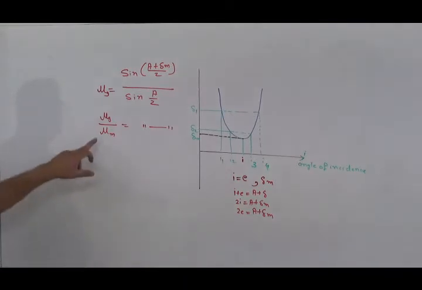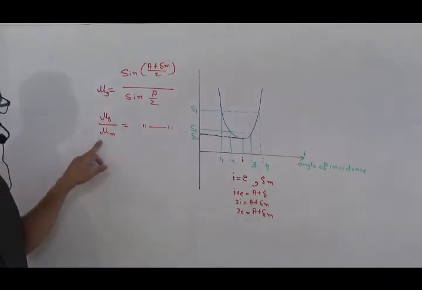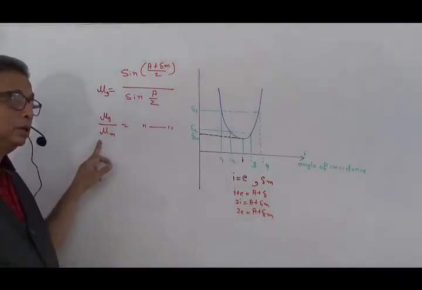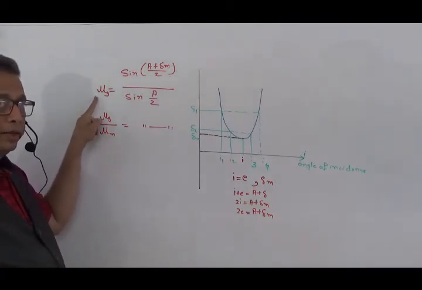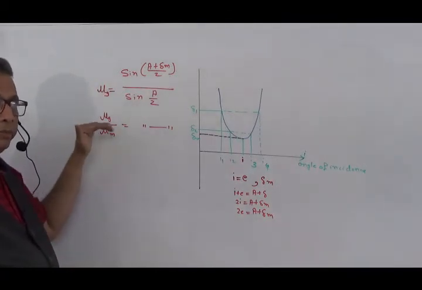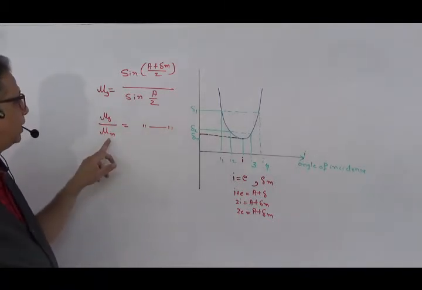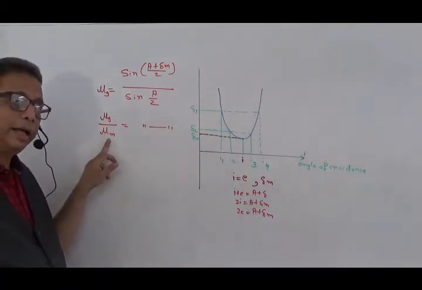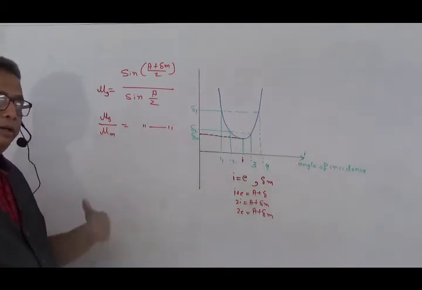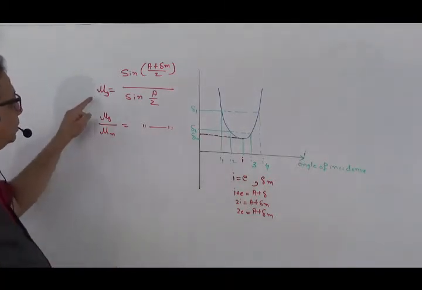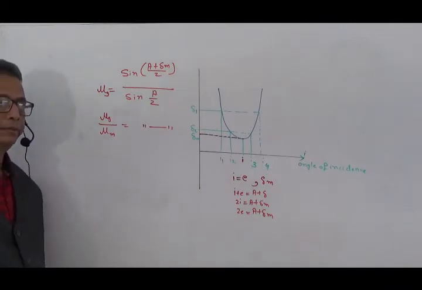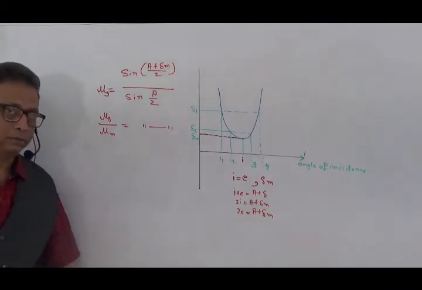So you should know how and when the refractive index of the medium is used. Wherever there is a mention of refractive index, you should assume that it is divided by the refractive index of the medium, because if the medium is air, the refractive index of that medium is going to be 1, and therefore this formula gets applicable. Please make a note of this.